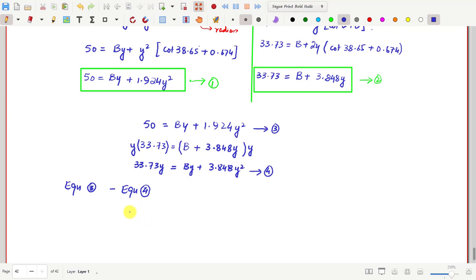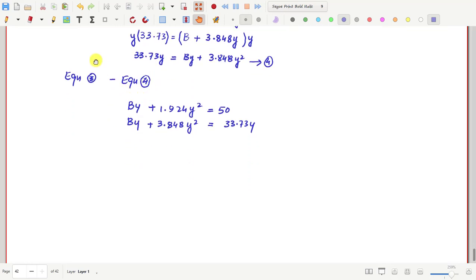So can I write equation 3 as this? By plus 1.924 y square is equal to 50, right? And then subtract it from the next equation, which is by plus 3.848 y square is equal to 33.73y. Got it?